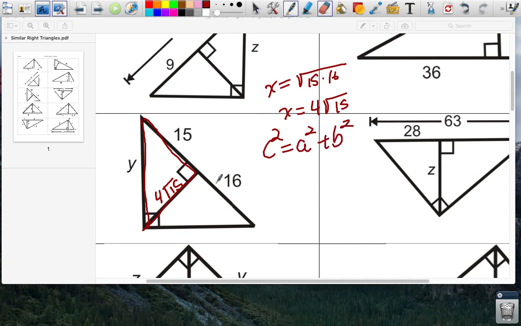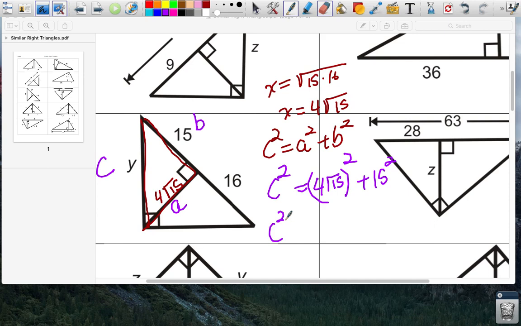So anytime you have a right angle triangle and you want to find one of the missing sides and you have two of them, you can use the Pythagorean theorem. In the Pythagorean theorem, c is represented by the longest side. And the other two, call this a, call this b, it doesn't really matter who's what. Let's substitute. So c squared, my hypotenuse, I don't know. a squared is 4 square root of 15 to the second power, plus b, which is 15 to the second power. Right? So let's see what happens here.